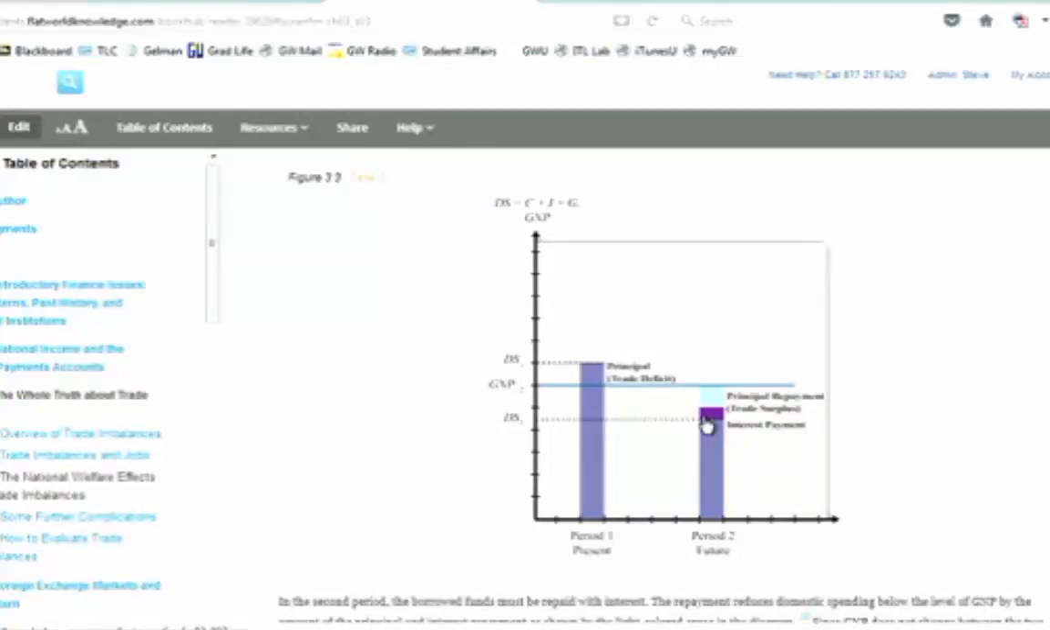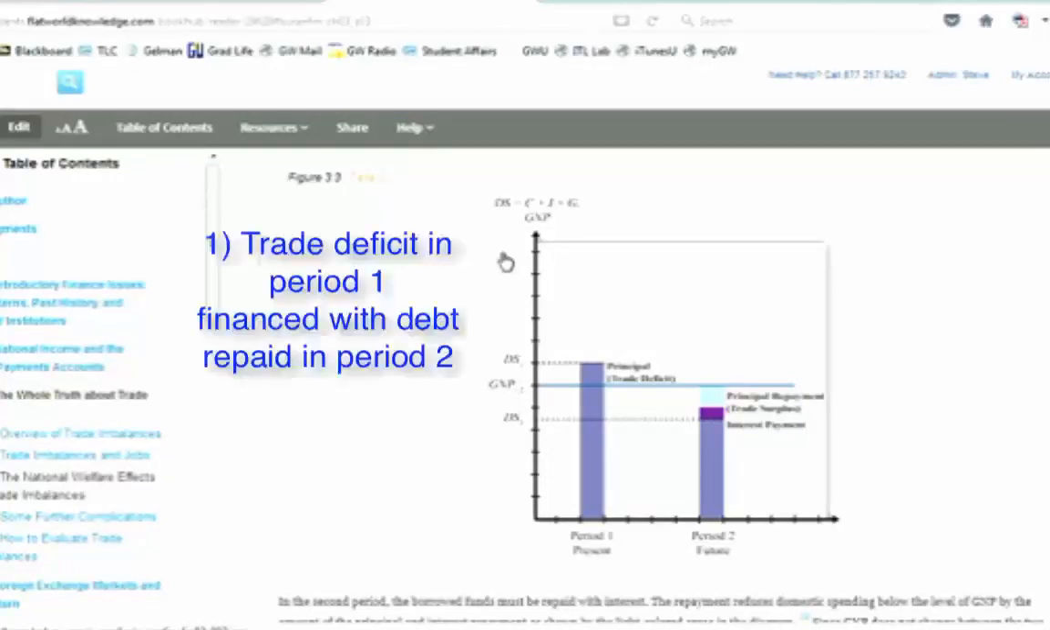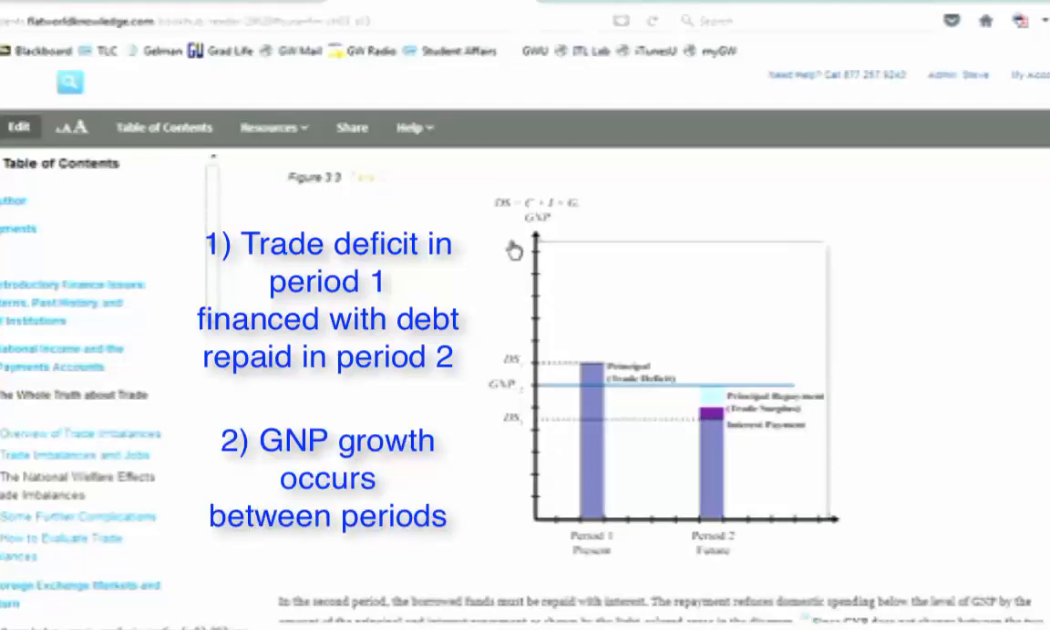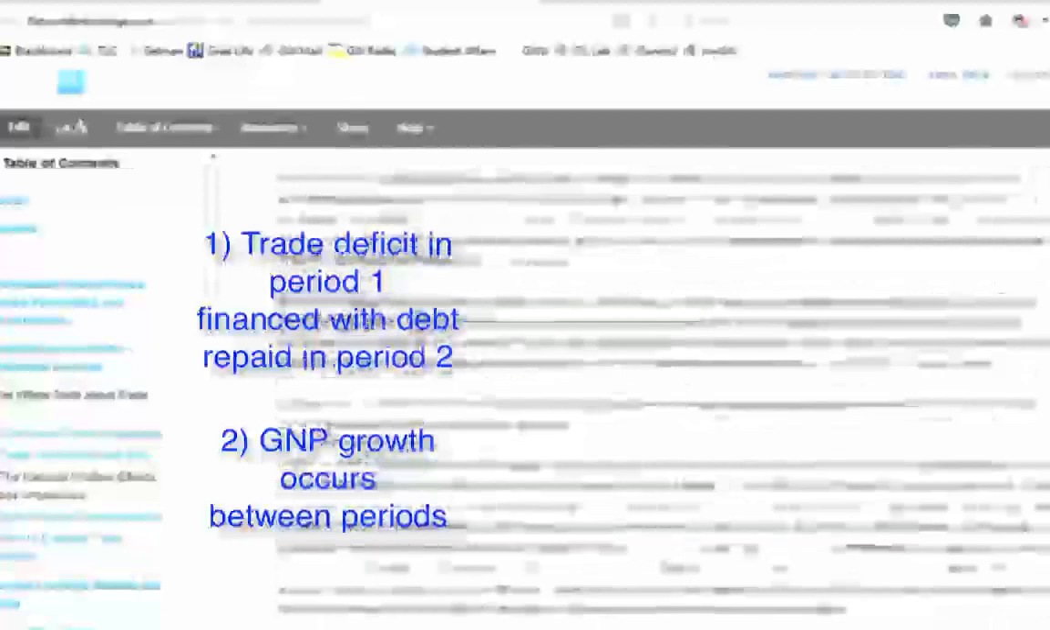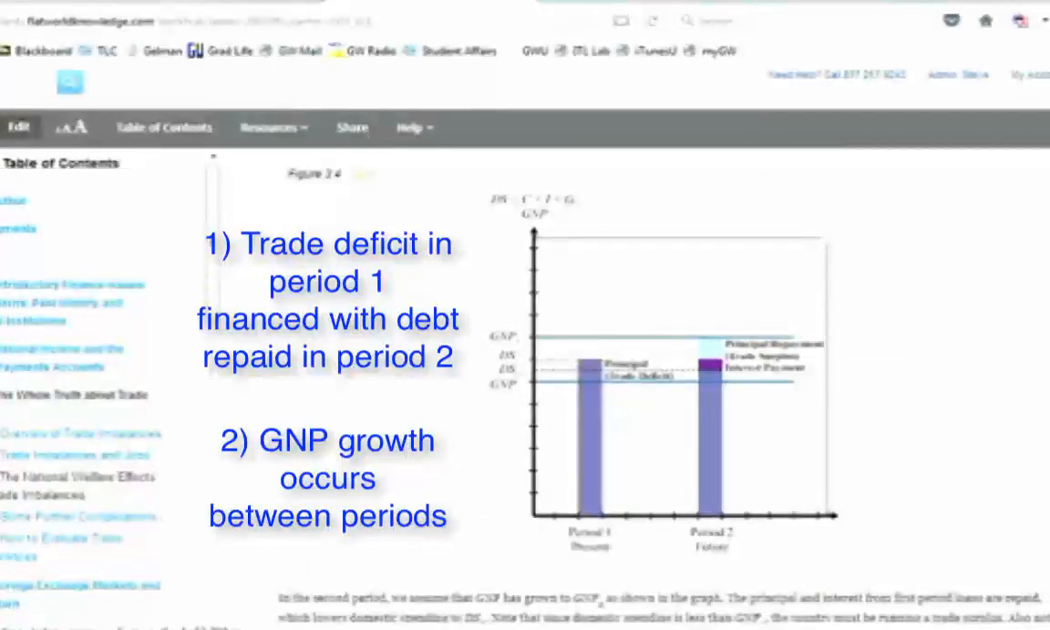But hold on, there's a good scenario. Let's run case three. Case three makes the same assumption about trade deficits in the first period being repaid in the second period, but it adds an additional assumption and allows some substantial growth to take place in GNP between period one and period two. When we add in the potential for growth, we can get a picture that might look something like this. Now, this one is not so optimistic, perhaps, but it's not so bad.